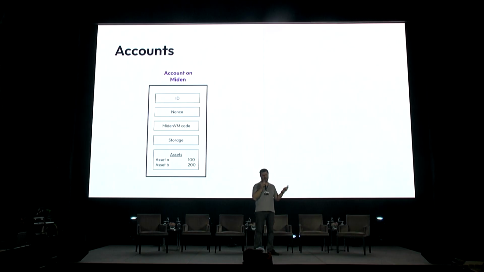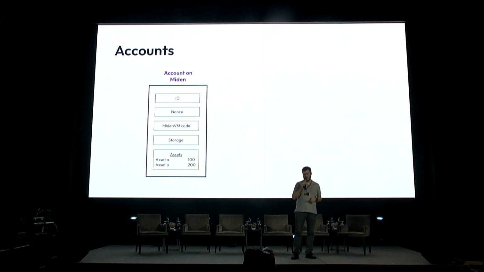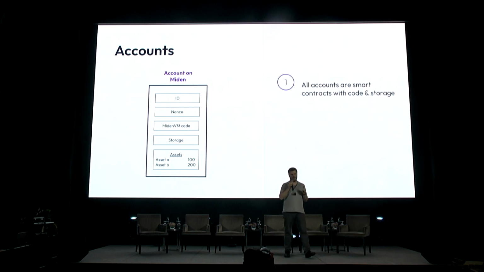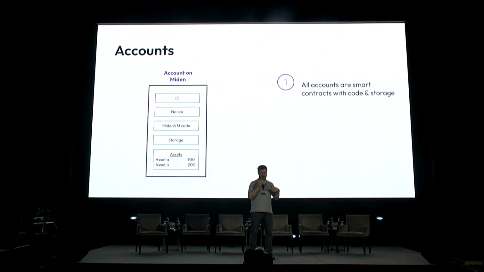So let's go a little bit more. An account on Miden has an ID, has a nonce like on Ethereum, but every account is a smart contract. This is what we talk about when we talk about account abstractions. It has code. Every account has code, and I'll talk in a bit more detail about what exactly this code implies. It also has storage. And one other important feature that makes this state model possible is that assets are stored locally in the account itself.